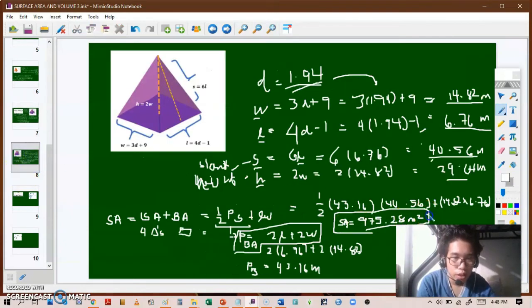So we solved for the volume, we solved for the value of d, we solved for the surface area, and we also solved for the four values here: the width, the length, the slant height, and the height.